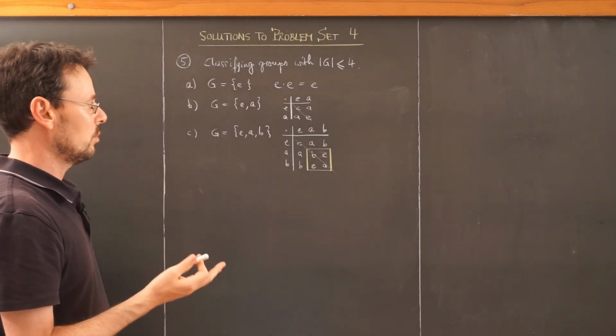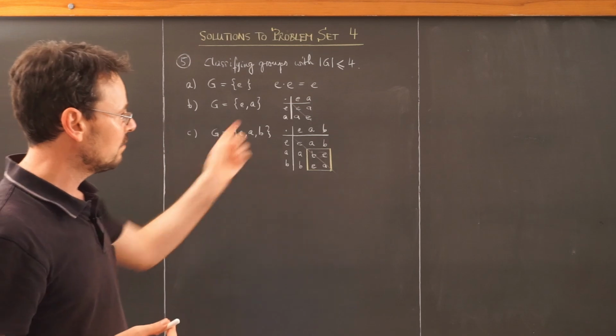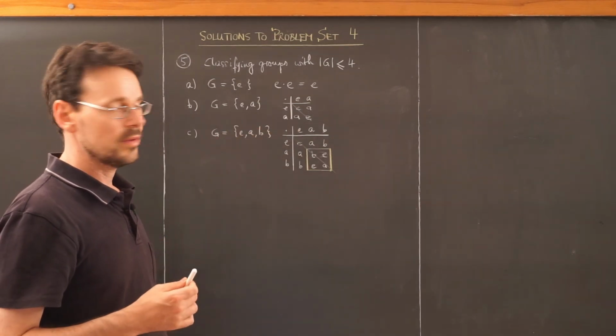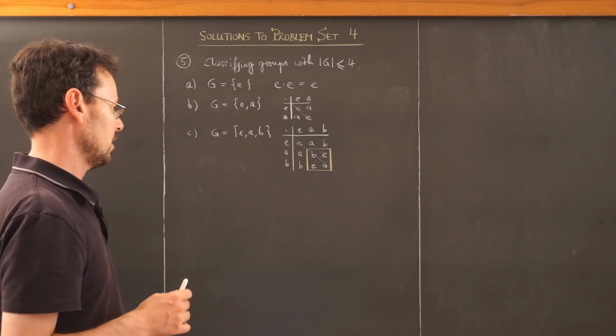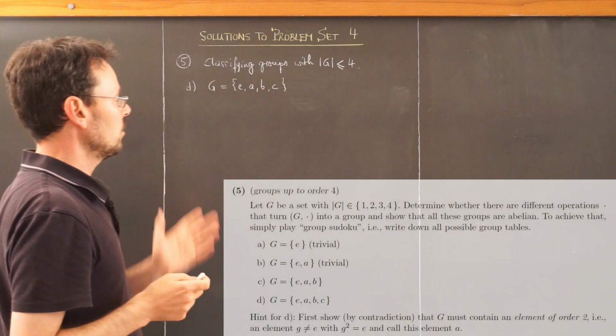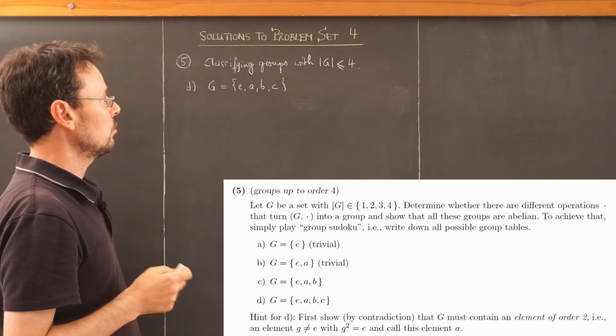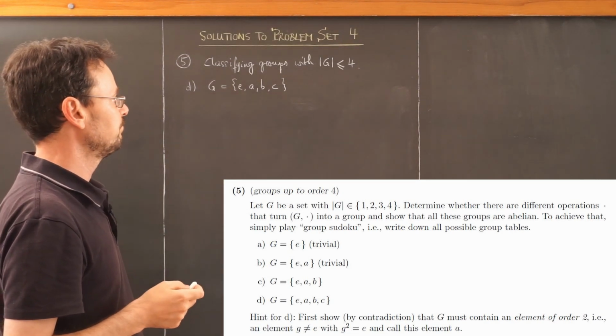So this is a group with 3 elements, if this operation is associative, which it is, which we are not going to check, as I said before. Okay, now the first really interesting case, groups of order 4.